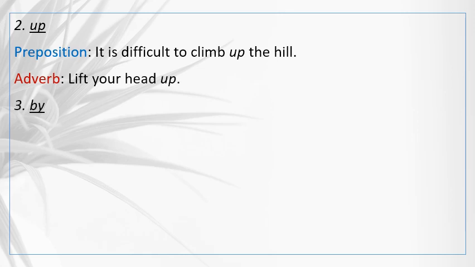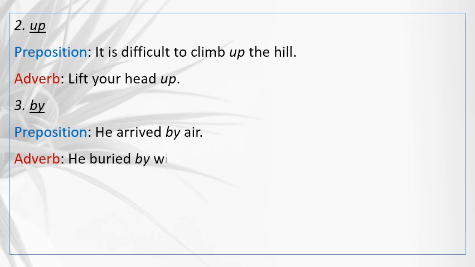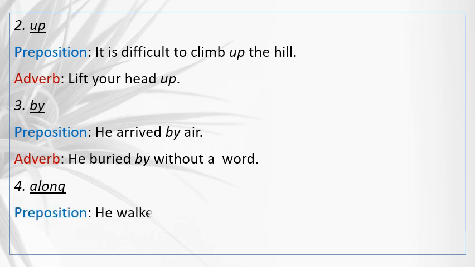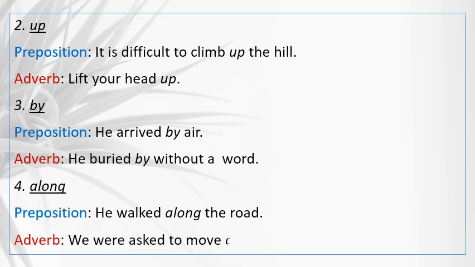The third word is by. As a preposition, the sentence is: He arrived by air. As an adverb, the sentence is: He hurried by without a word. The fourth word is along. As a preposition, the sentence is: He walked along the road. As an adverb, the sentence is: We were asked to move along.